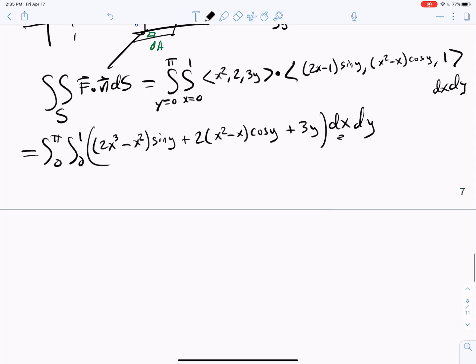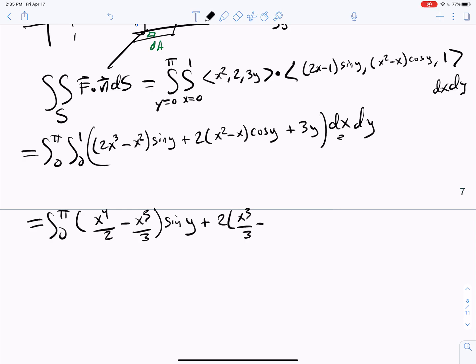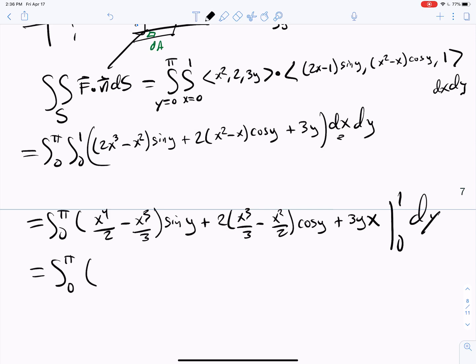So we're integrating the x's first. Let's do that. Antiderivatives all around. We've got x to the 4 over 2 minus x cubed over 3, sine of y, plus 2x cubed over 3 minus x squared over 2, cosine of y, plus 3yx, with x evaluated from 0 to 1, dy. If we plug in 0 for x, we're going to get 0 for everything. But if we plug in 1, we're going to get what? A half minus a third is a sixth, sine of y. And a third minus a half would be negative a sixth. So 2 times a negative 1/6 cosine of y, plus 3y, dy.